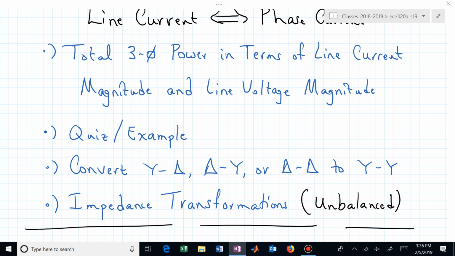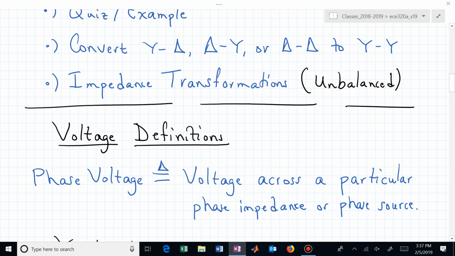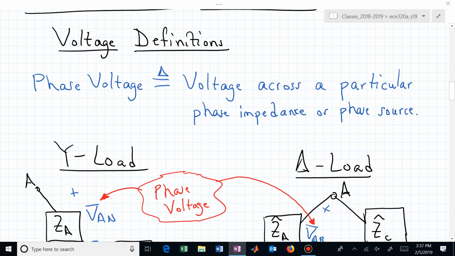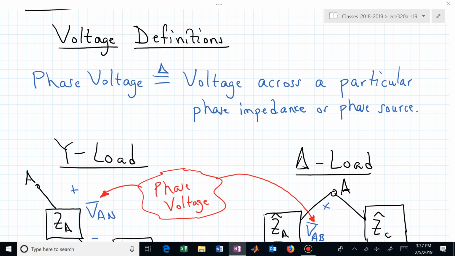Then we'll see again that there's a factor of 3 relating the Y's and the deltas in their impedances if they're balanced. That's where we're headed, and we may not get to the last pieces of that, but I'll provide that to you if we don't get there.